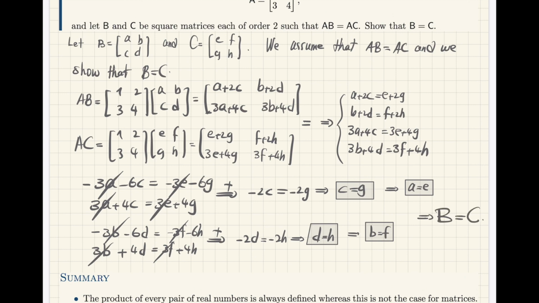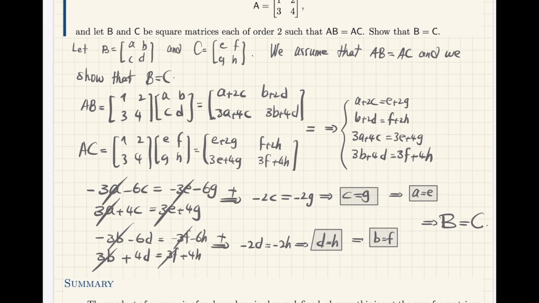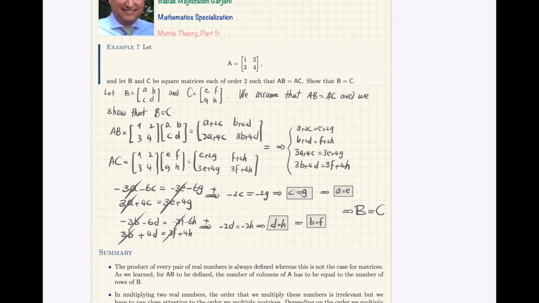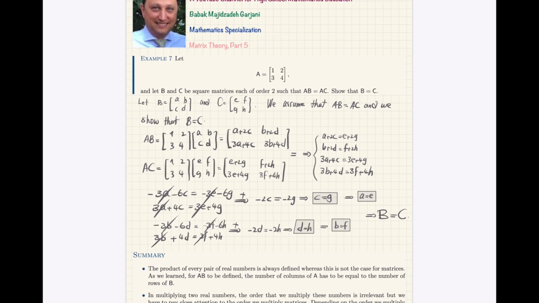But this is not guaranteed all the time. Is that understandable? It's just simple algebra. Any questions?